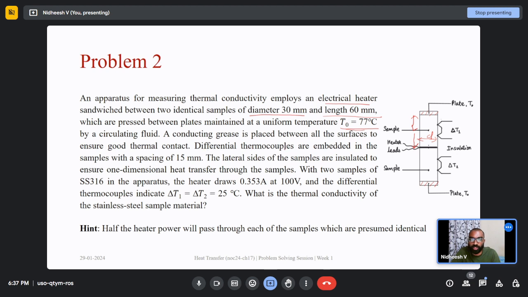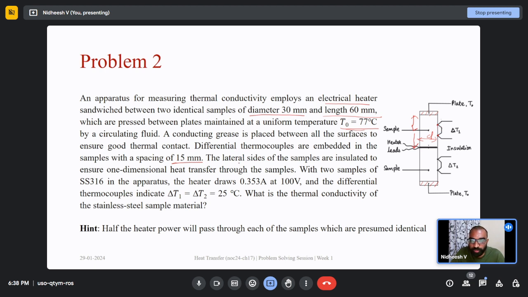And differential thermocouples are embedded in the samples with a spacing of 15 millimeter. So now we have two samples. One sample is here and one sample is here. And differential thermocouples are placed in these samples. Differential thermocouple means it will measure temperature at 2 points, say 1 point here and 1 point here, and it will report the difference in temperature between those 2 points. For this differential thermocouple, the spacing is 15 millimeter, which means it is measuring temperature difference between 2 points which are 15 millimeter apart.